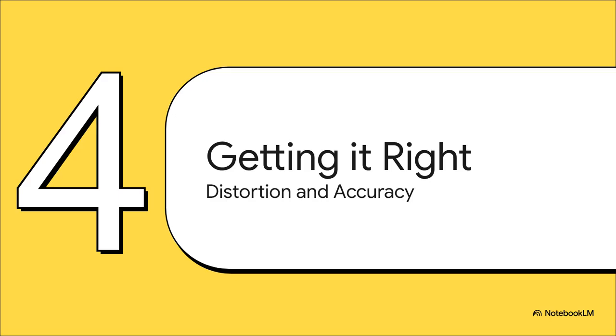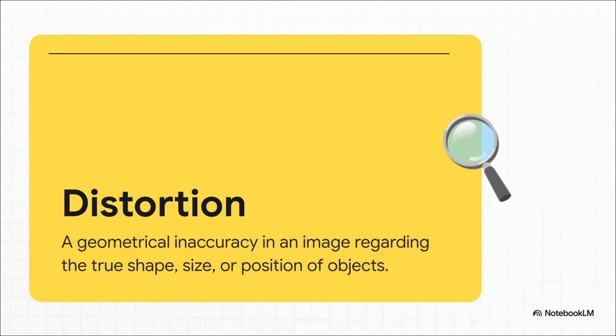useless. And this brings us to our final two pillars: distortion and accuracy. Distortion is pretty much what it sounds like. It's when the image doesn't faithfully show the real shape or size of things in the body. It's like a funhouse mirror. It might make something look way bigger or smaller or a totally different shape than it actually is. And you can imagine that could lead to some really serious mistakes.